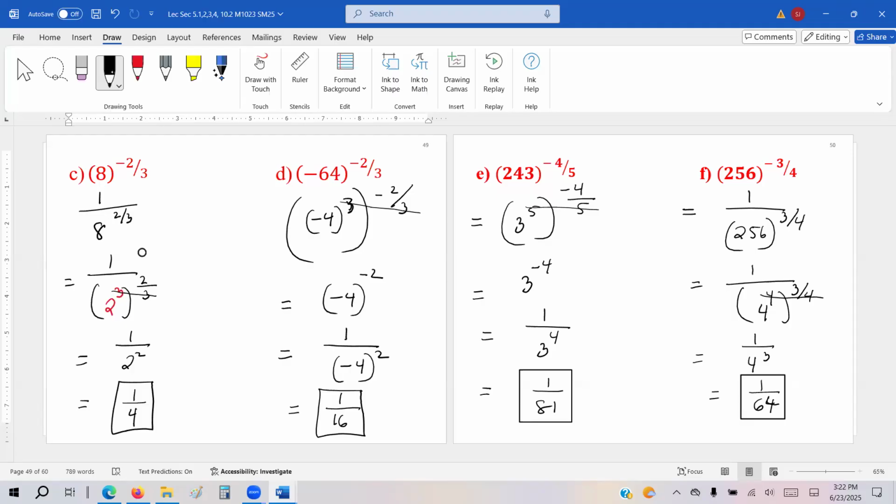So that's all you have to do. Whether you have a negative power or not, it doesn't matter. For a negative power, it becomes a fraction. If you don't have a negative power, it becomes a whole number. That's the difference.